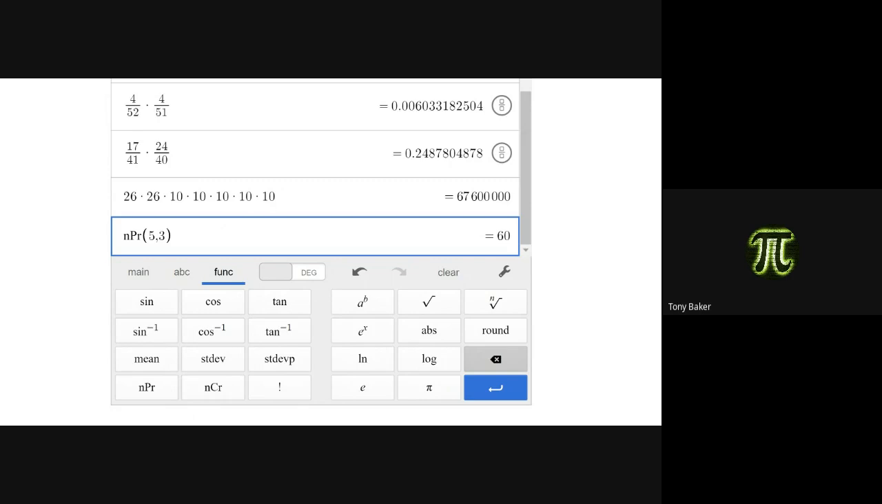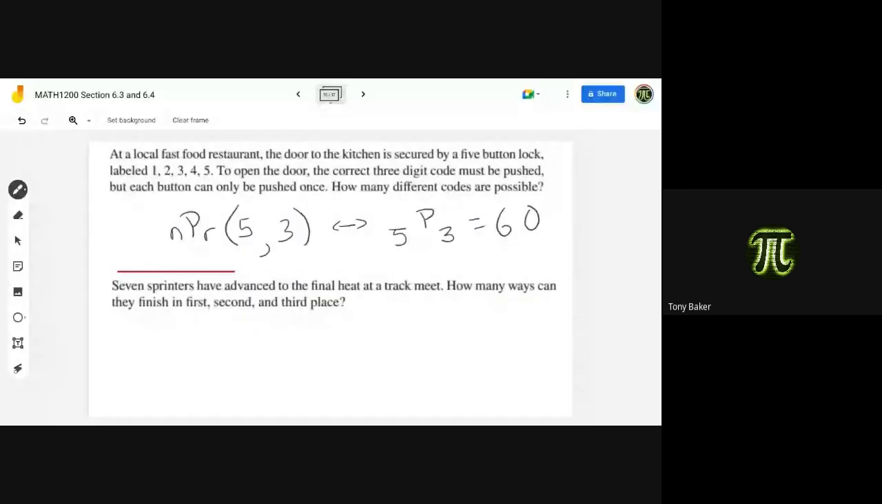That's it. That's permutations. I have 7 sprinters that are in the final heat of the track meet. How many different ways can they finish first, second, and third? So, does order matter? Yes. I think the person who comes in first wants the gold medal. So order would matter. So yes, order matters in this situation.